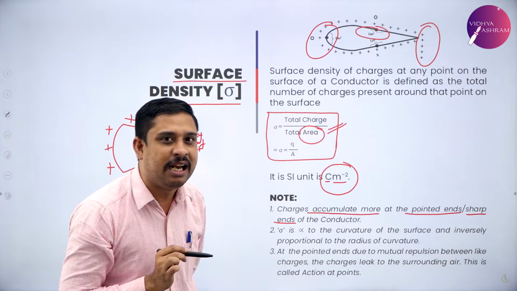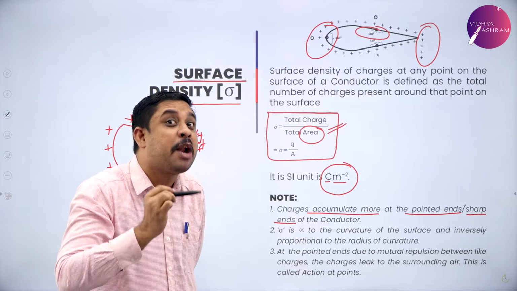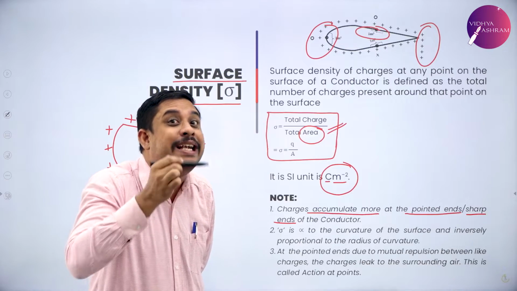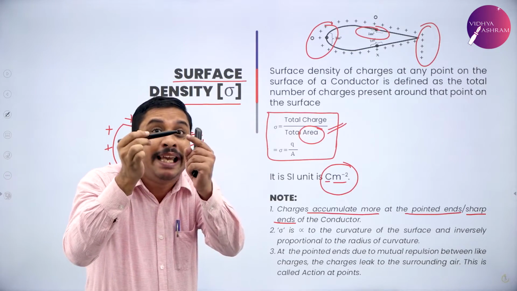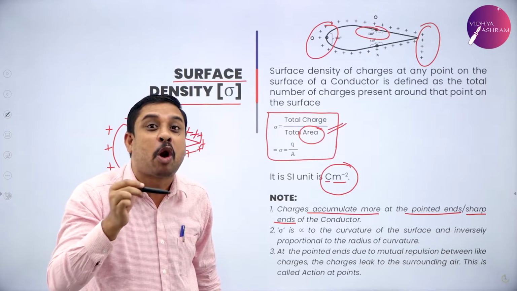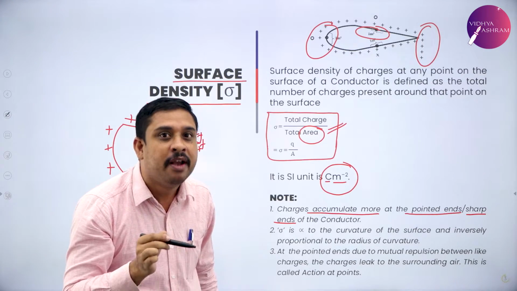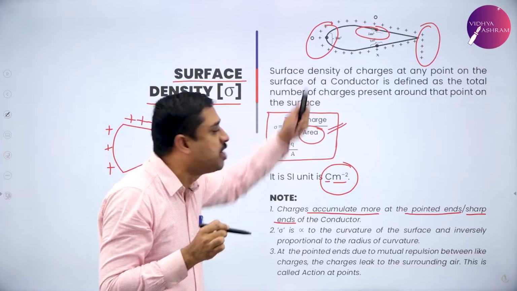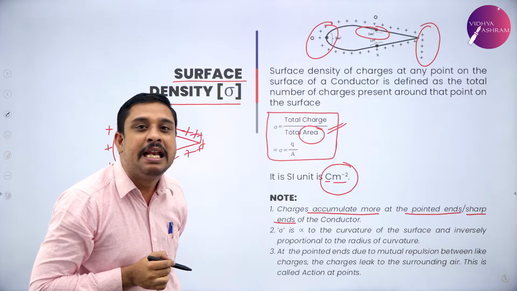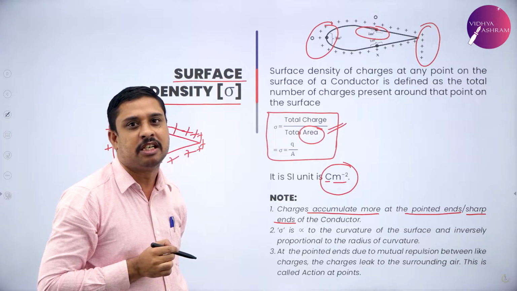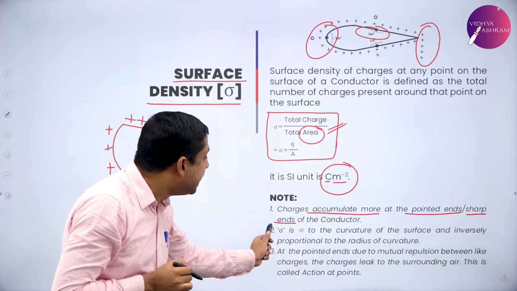Wherever there are sharp ends or pointed ends on a conductor, the number of charges will be more. Wherever you have bulged ends, there will be less number of charges. This is important. Sigma.